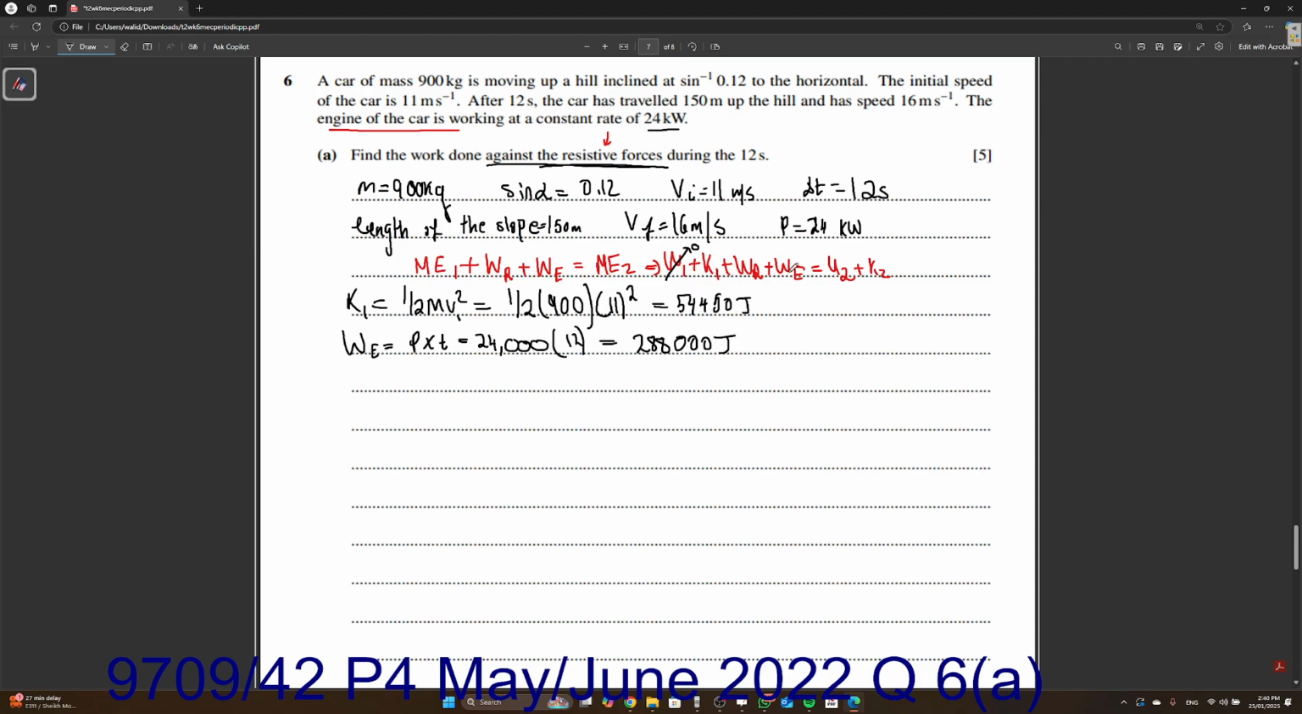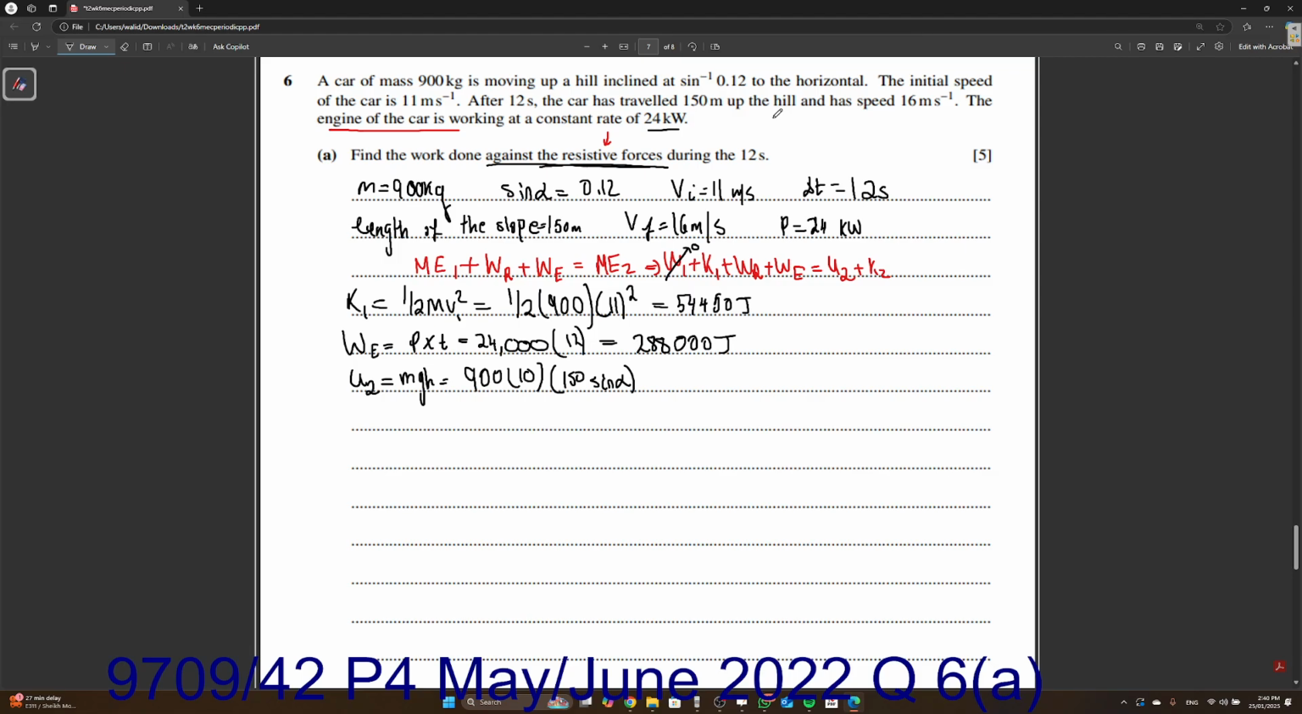joules. Okay, U2 is equal to mgh. The mass is 900, g is 10. The height is 150 times 0.12. Why? It's 150 sine alpha, right? But we know sine alpha is 0.12. Why did I do this?